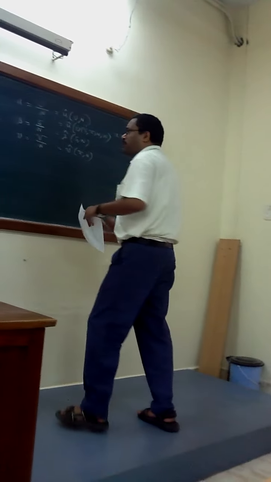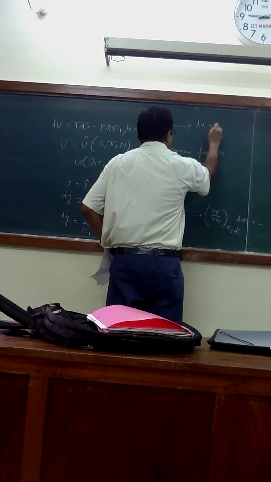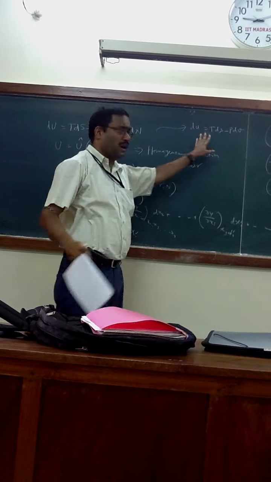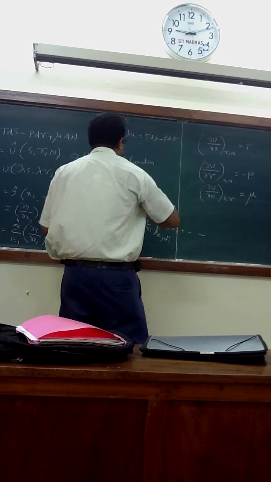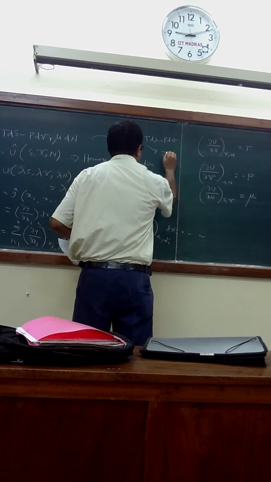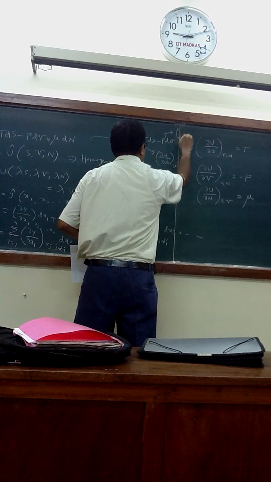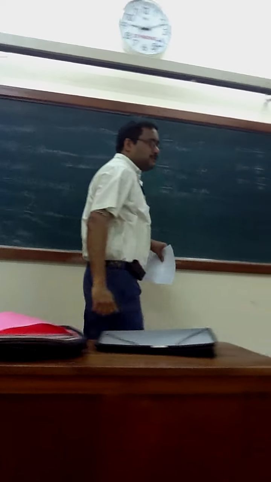We wanted to prove from here du equals to tds minus pdv. We showed that. I don't want to say we wanted to prove. We showed that. And in order to show that, this T is what? T has the term which is dou u by dou s at fixed v, and this is the term dou u by dou v at fixed small s.